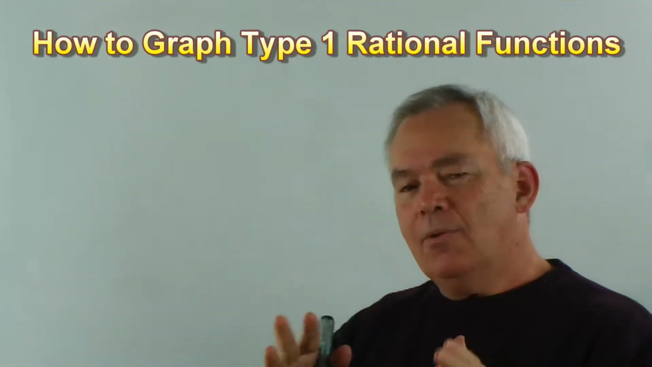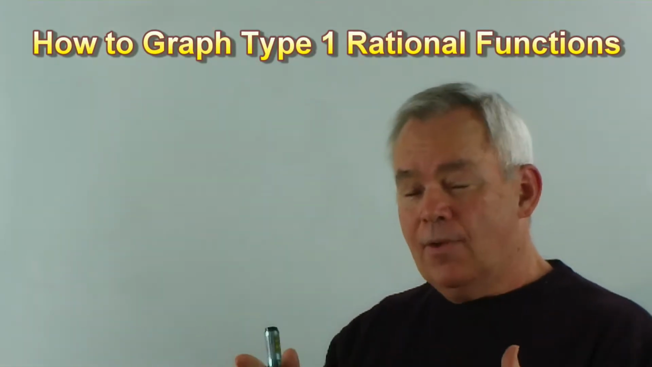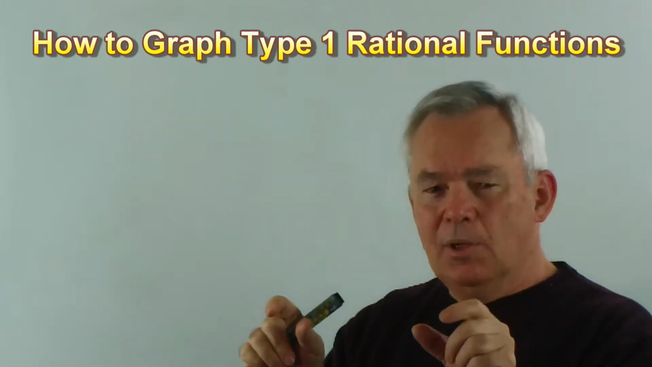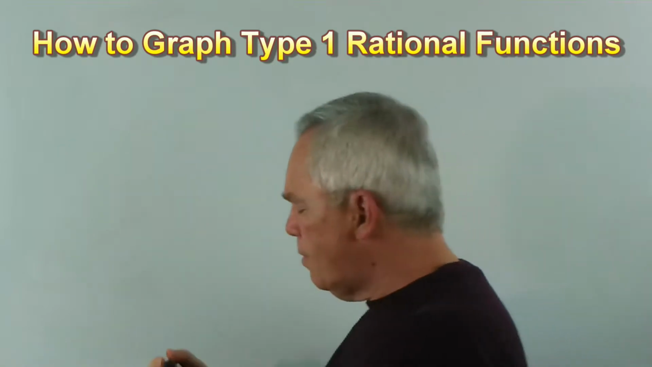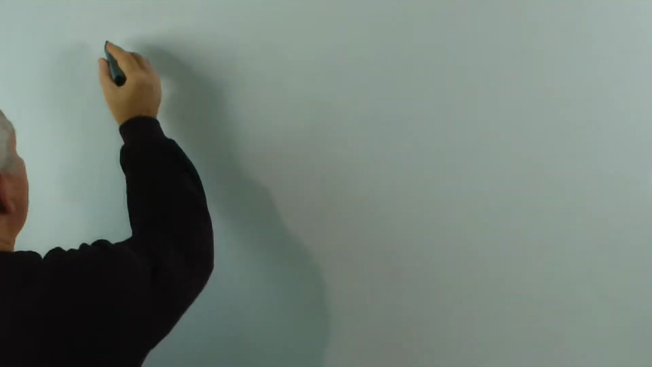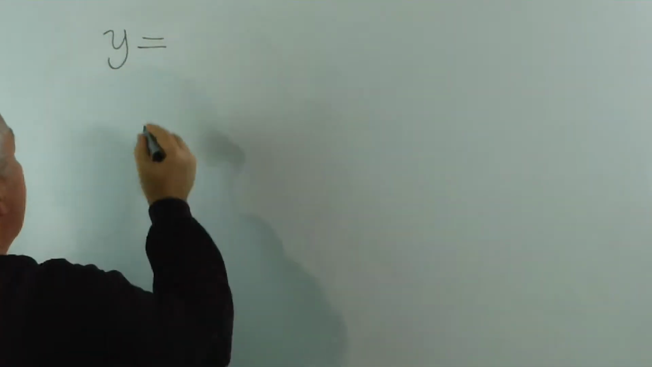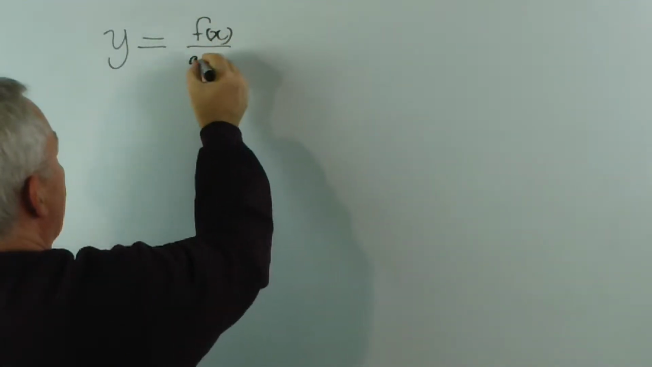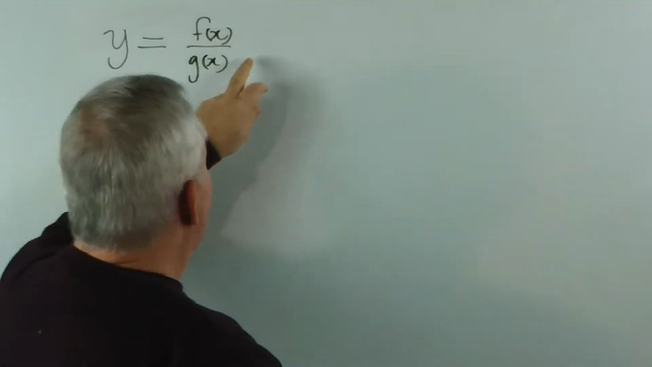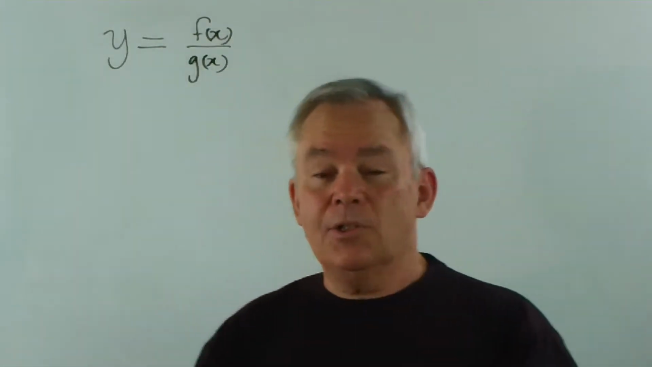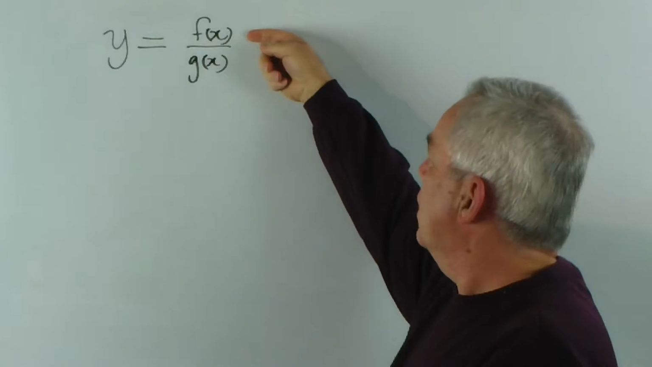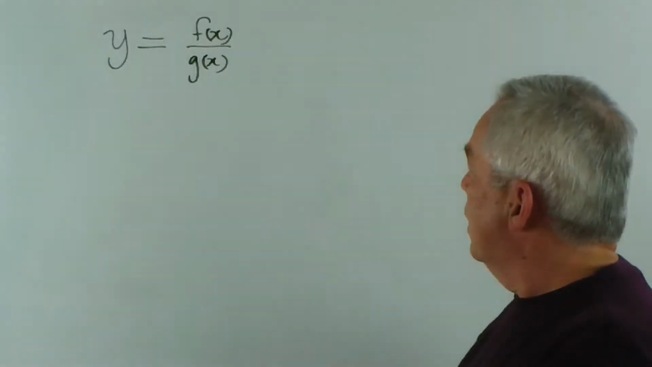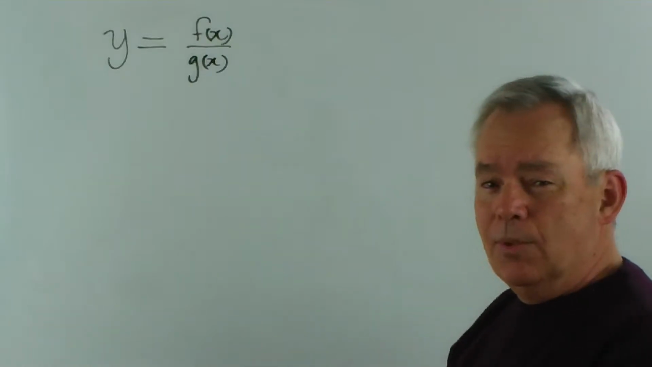G'day. Now that we've come to the end of a series on how to graph asymptotes and how to analyse polynomial functions, we're going to examine rational functions once more. Now you might recall that a rational function is a ratio between functions, specifically one polynomial divided by another polynomial. They must be polynomials to be considered a rational function.